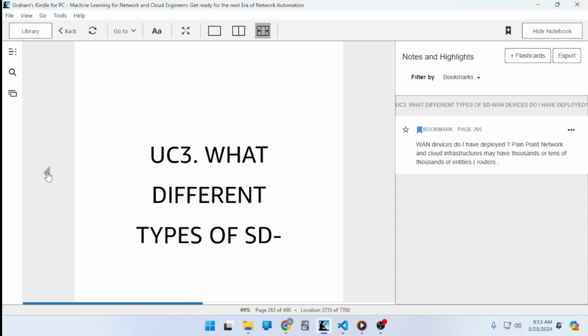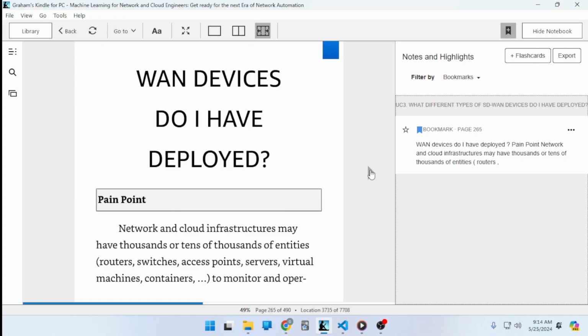So now moving on to use case 3. What different types of SD-WAN devices do I have deployed?